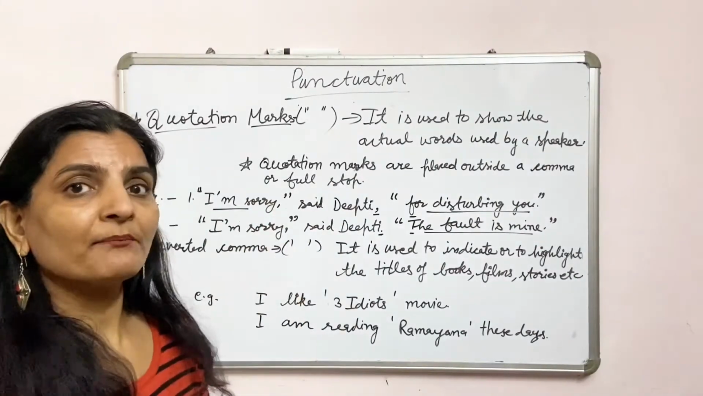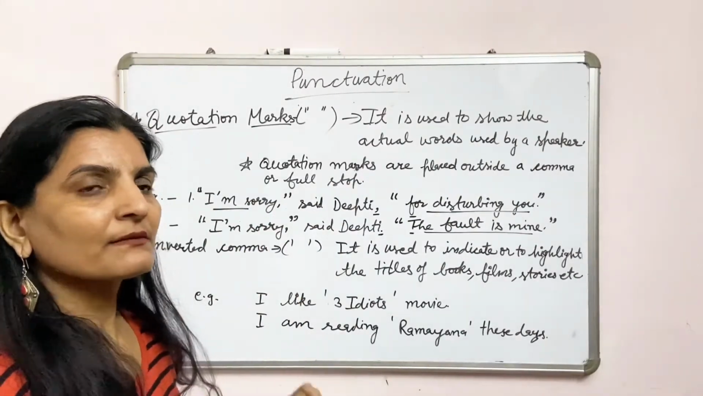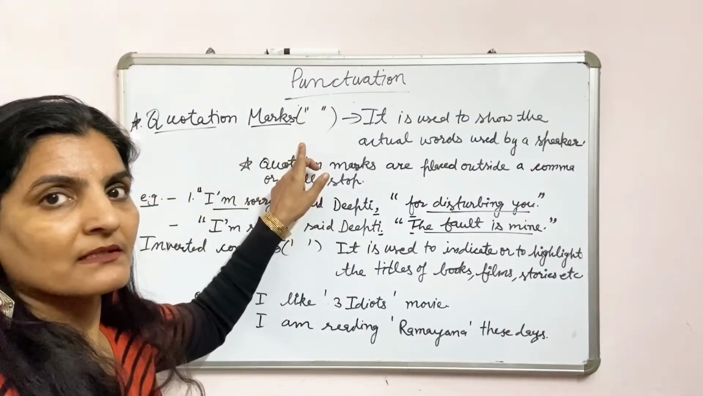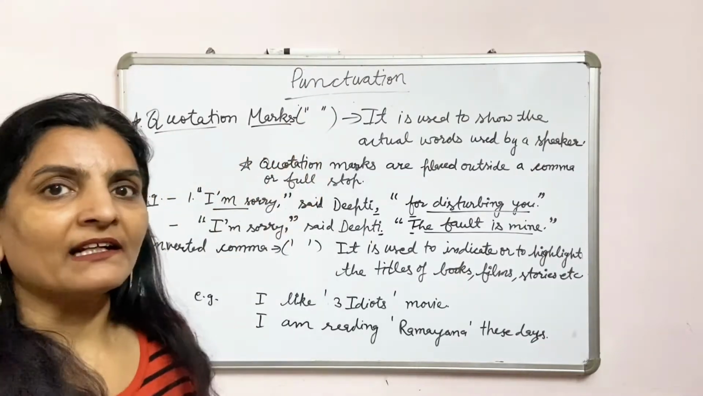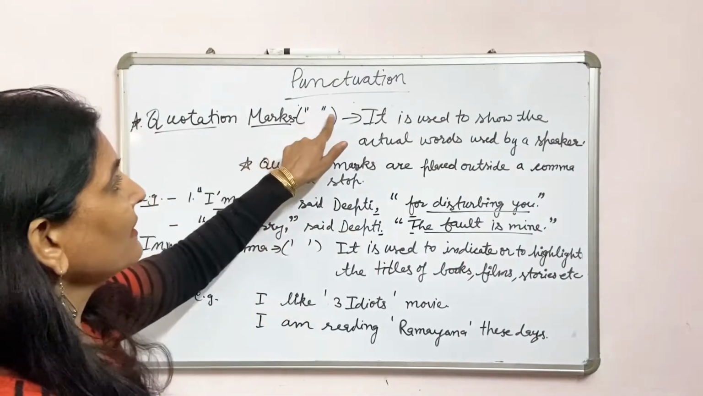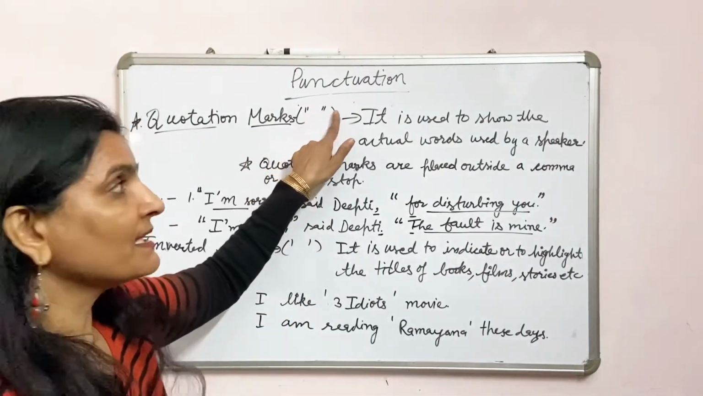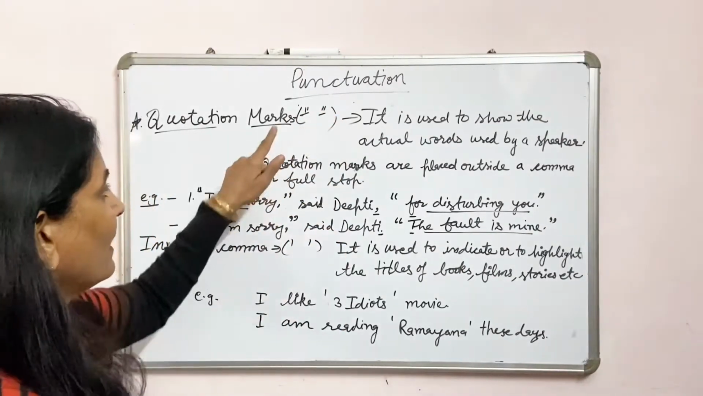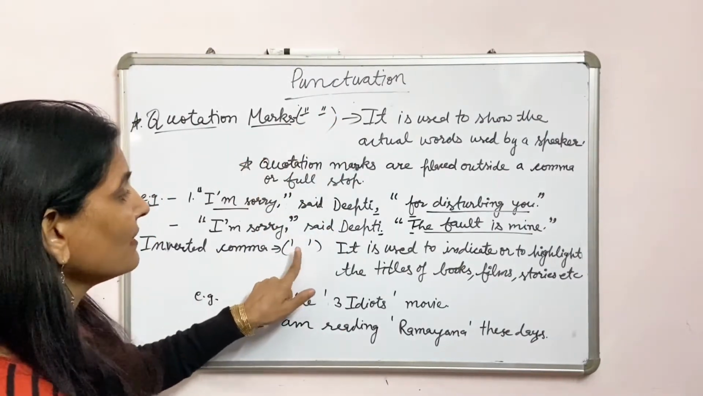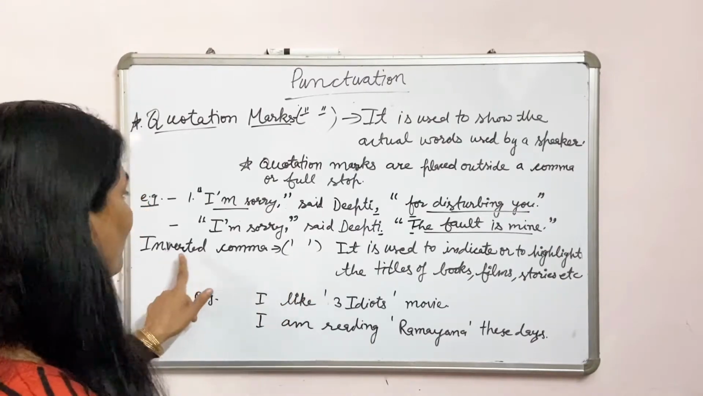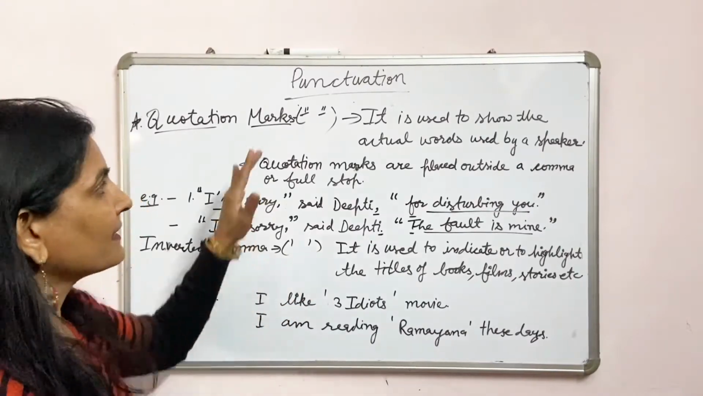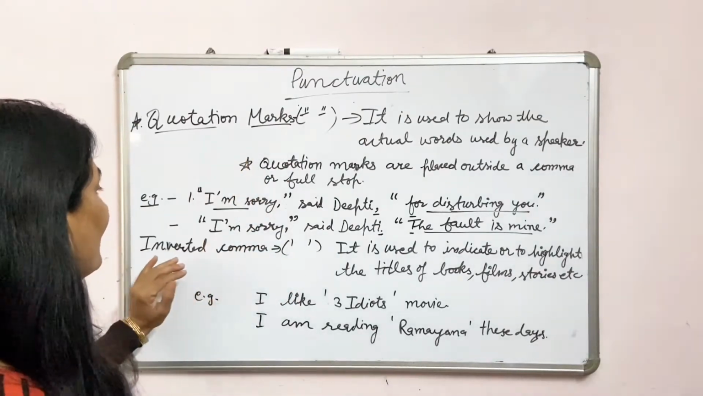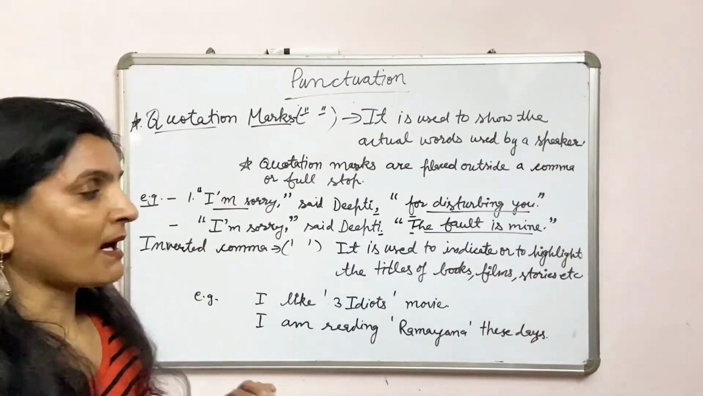Students, we are doing punctuation and the next punctuation mark is quotation marks. In American English, double quotation marks are used, but in British English, single marks are used and they are called inverted commas. Let us see both, where to use quotation marks and where to use inverted commas.